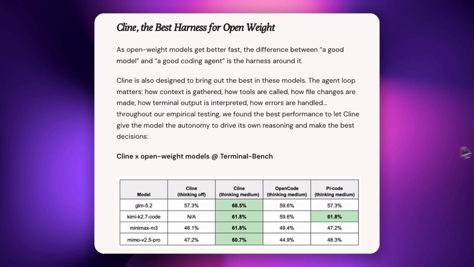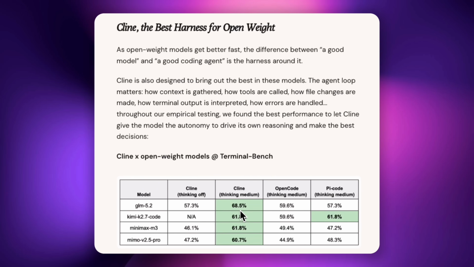To give you guys an example, at the bottom you can see with GLM 5.2, when the Cline harness is basically off, you're getting a score of 57.3 on the terminal bench. With the Cline harness on and thinking set at medium, you're getting a 68.5% improvement. So the model is performing more than 10% better with the agent harness on. And that is the whole purpose behind Cline actually.